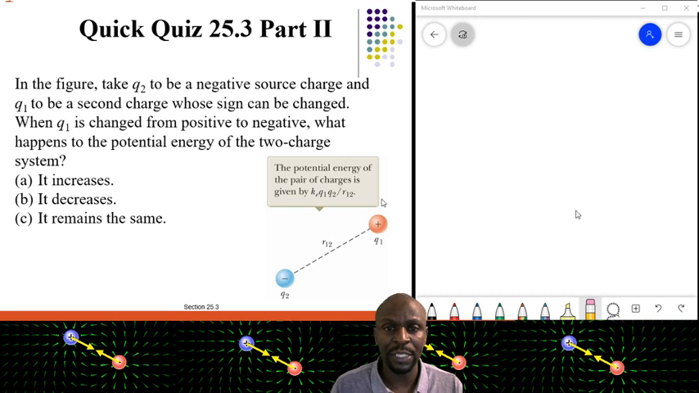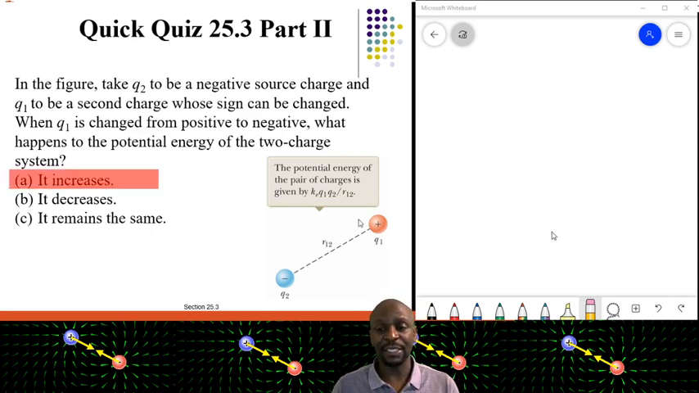Now, part 2 of the question asks, in the figure, take Q2 to be a negative source charge and Q1 to be a second charge whose sign can be changed. When Q1 is changed from positive to negative, what happens to the potential energy? Which means for the potential energy, you need a system of two charges. In this case, if we change Q1 to be negative, it will be negative times negative. Therefore, the potential energy will just increase, because you will have a positive change in U.